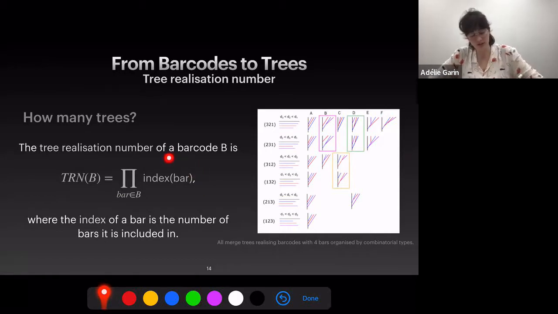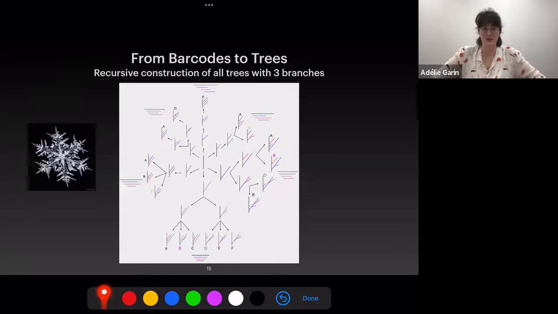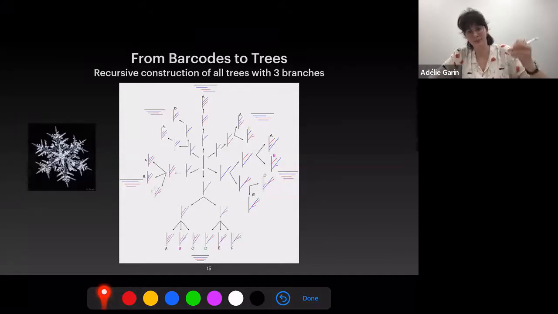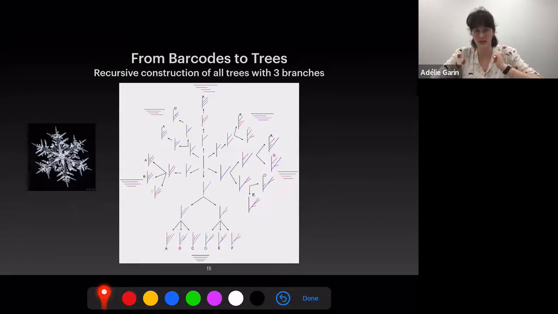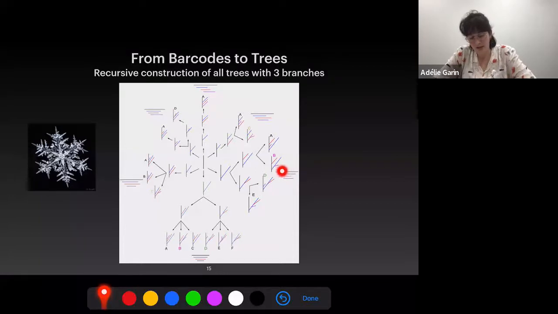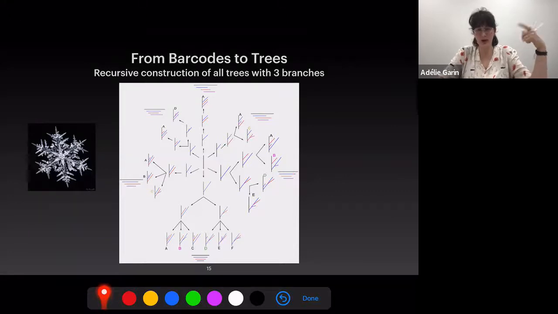So to explain to you where this number comes from, I think this is a much better way to see what happens. If I start with this barcode and I want to reconstruct all the trees that have the same barcode, I will build the tree starting from the birth time. So here, I add the main branch, the trunk, it's always there. And then I go on to the blue one. The blue one can only be attached to the black one because it's there. So we have this. Now the red one here, it's included in both the blue and the black bars.